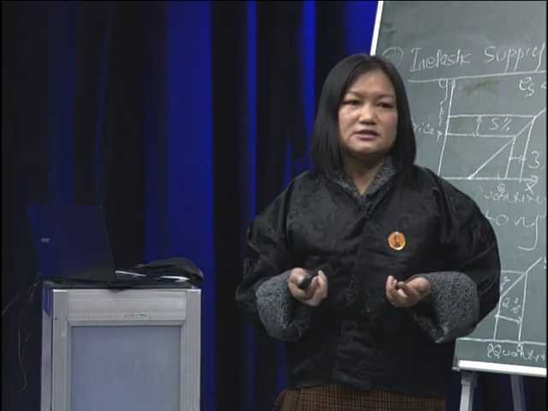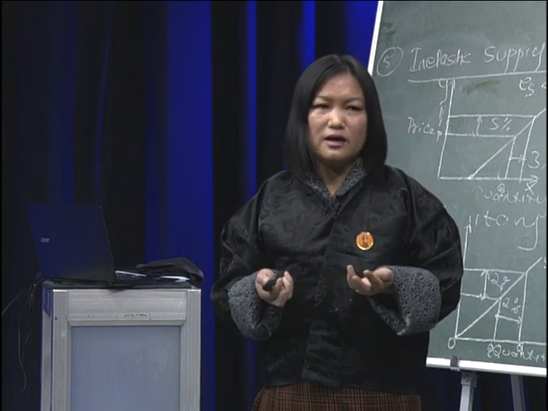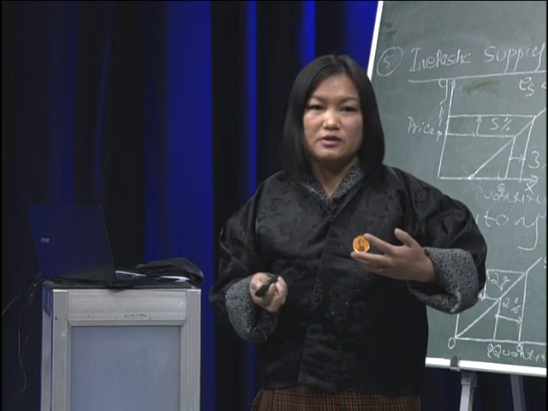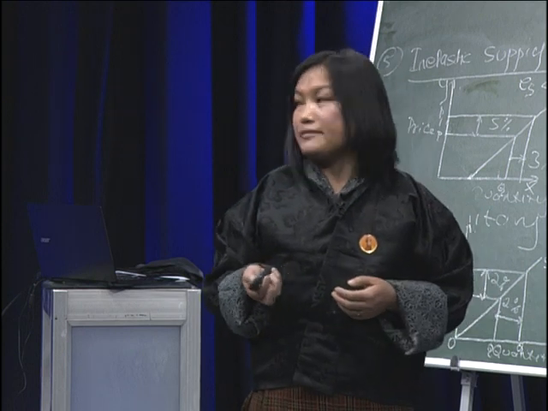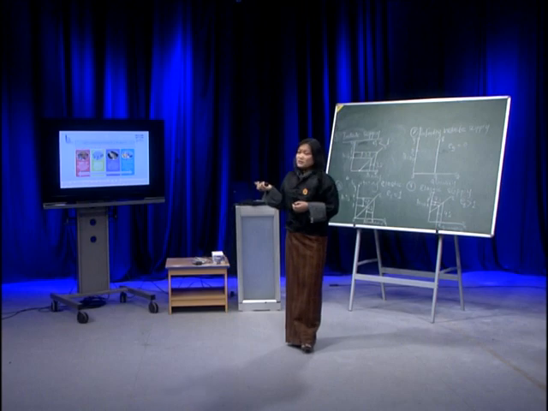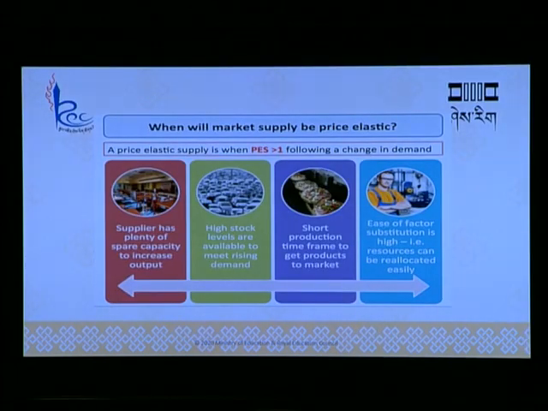So if there is an increase in price, the suppliers will be willing to supply more quantity in a short period of time. The last one is resources which can be reallocated, which can be substituted to produce other commodities. In this case, the supply can be elastic.